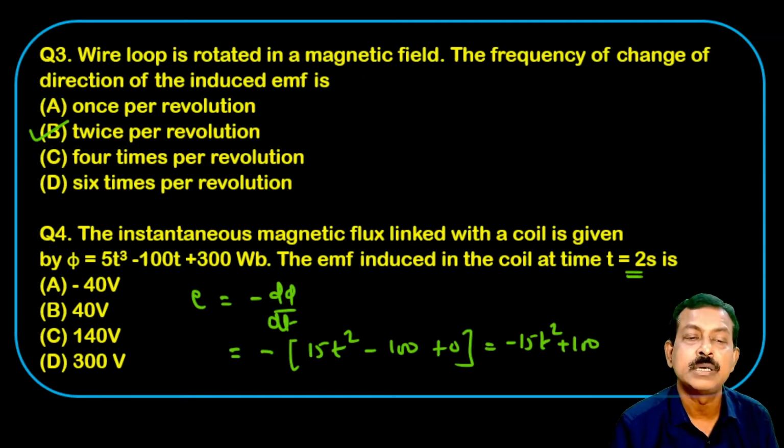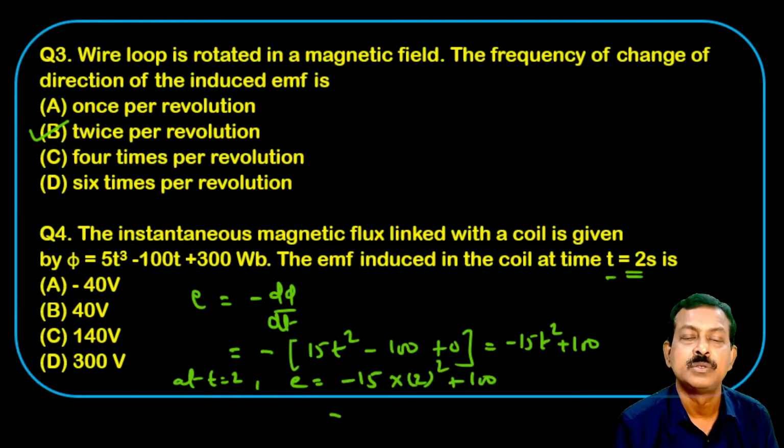Now, if you want the EMF at t equals 2 seconds, it will be minus 15 into 2 square plus 100. So this is minus 60 plus 100, and that is 40 volts.